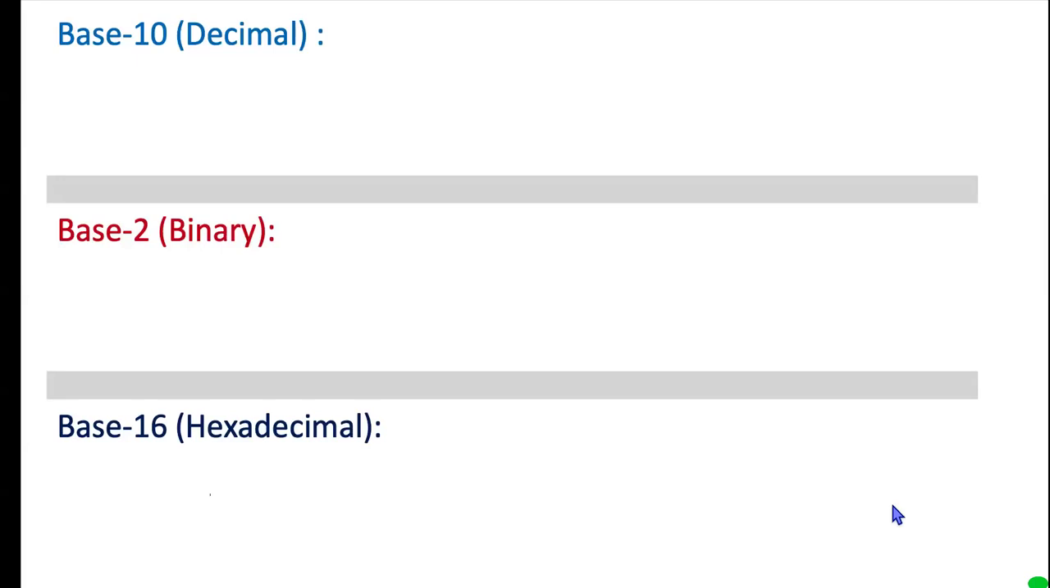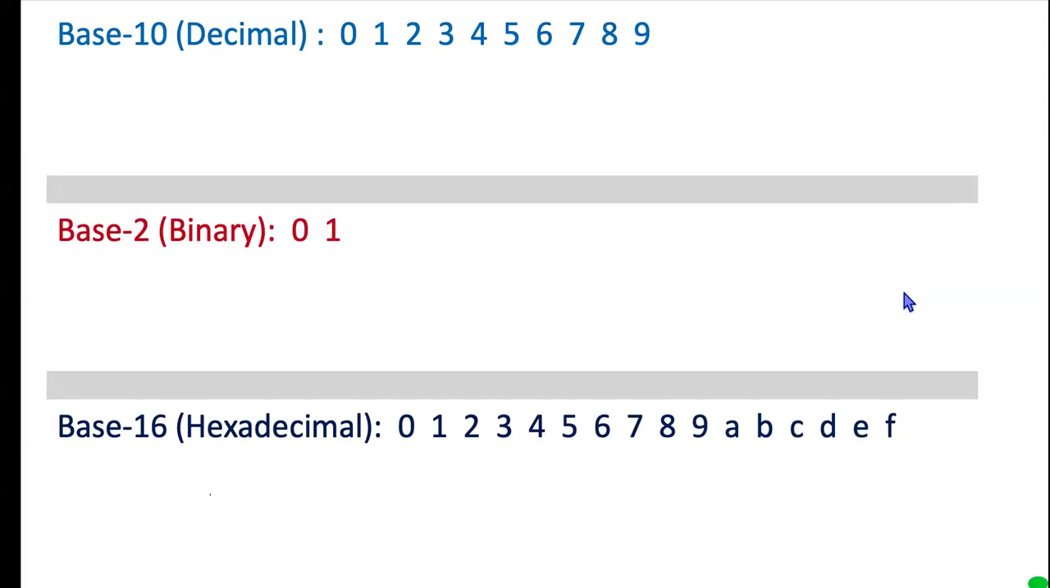But here's another example: base 10, base 2, base 16. In all three number systems, the first digit begins with 0. Base 10 has 10 digits, 0 through 9. Base 2 has 2 digits, 0 and 1. Base 16 has 16 digits: the first 10 are the same as our decimal number system, 0 through 9, and then a sequence of symbols we're all familiar with, the alphabet, A, B, C, D, E, F.